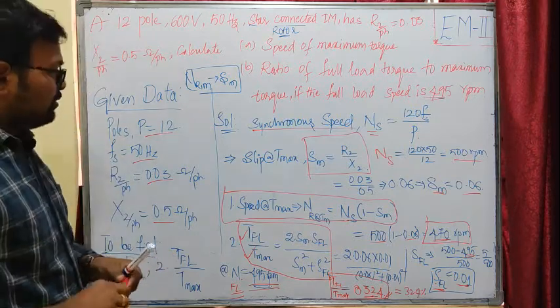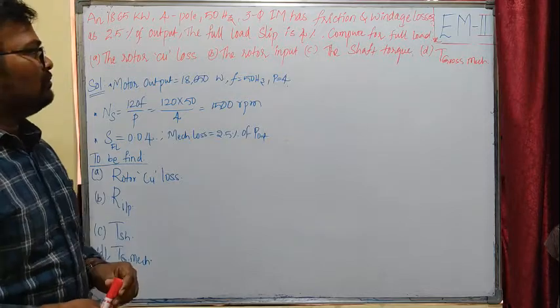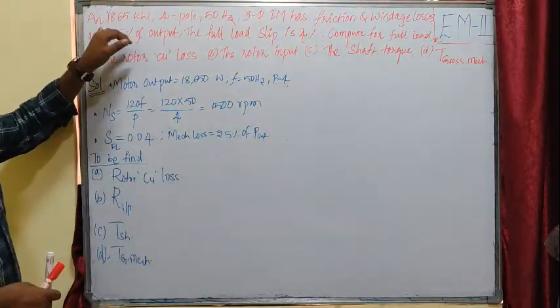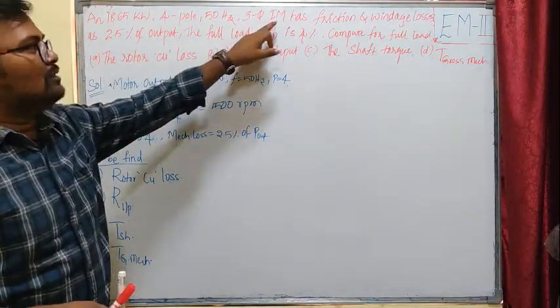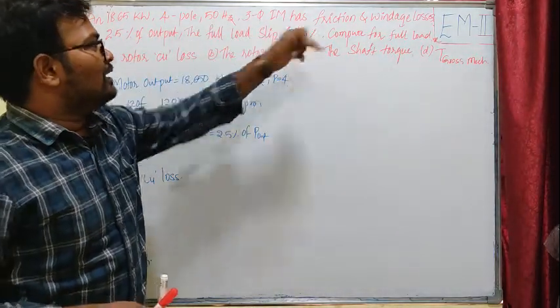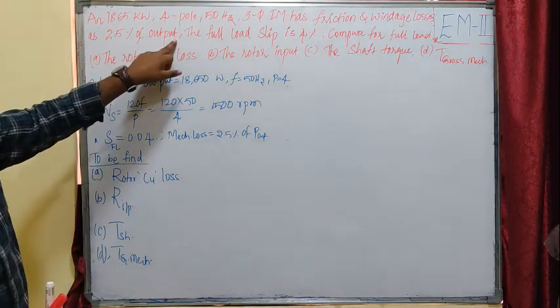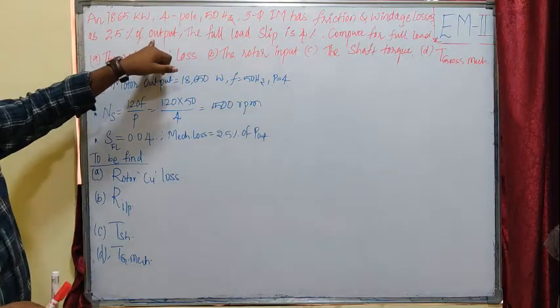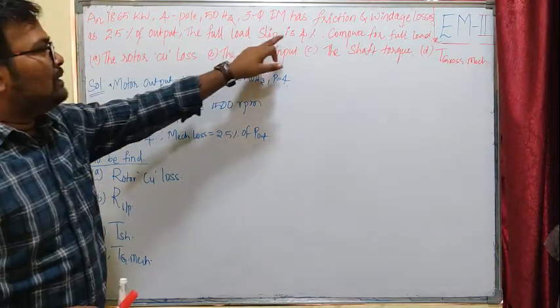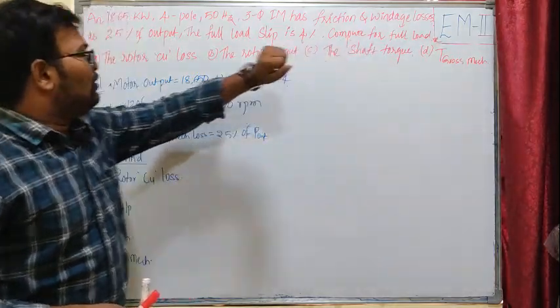Okay, so this is about our problem. Let us take another problem. We have an 18.65 kilowatt, 4 pole, 50 Hz, 3 phase induction motor that has friction and windage losses of 2.5% of output. The friction and windage loss of our machine are 2.5% of our output. Okay, the full load slip is 0.04, that is 4%. Then compute for full load.